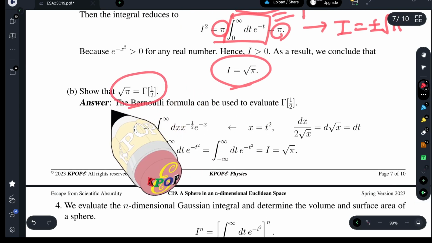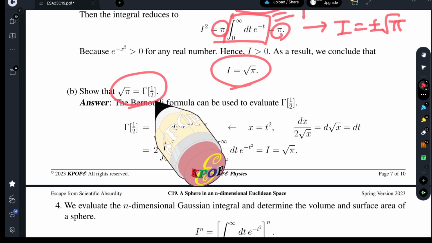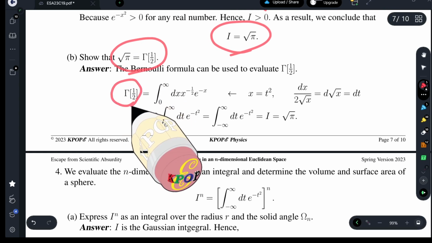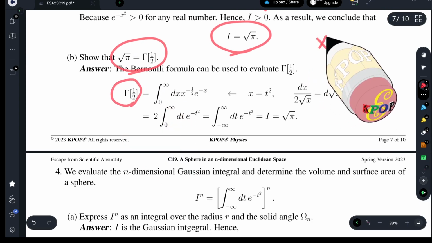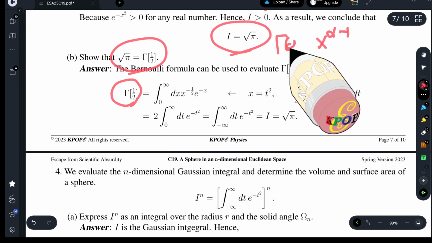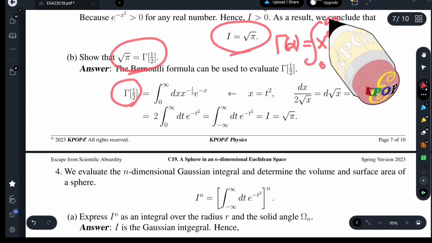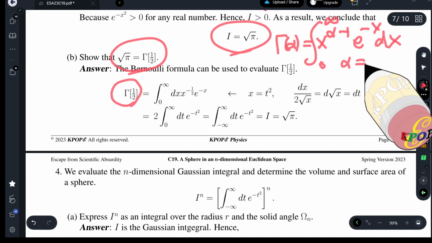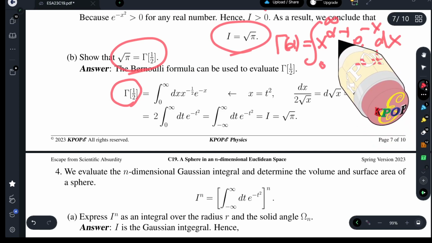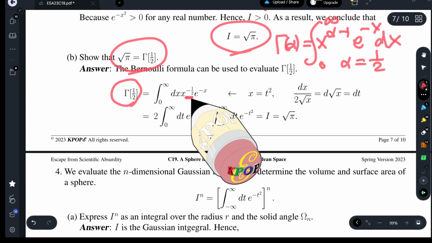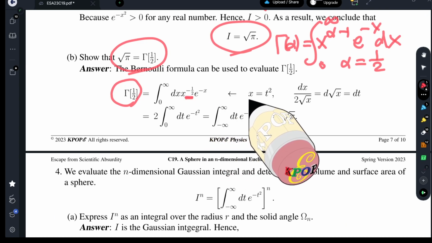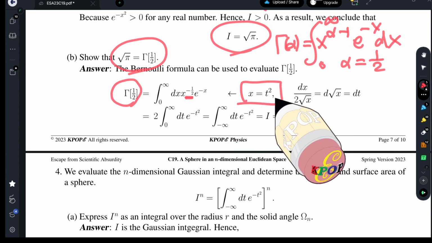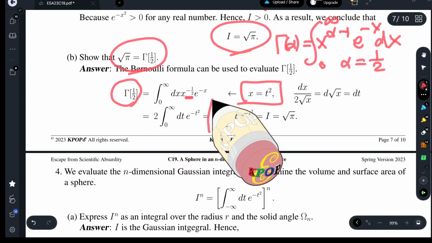Next, we show the gamma function evaluated at 1/2 is square root of pi. We make use of the definition of the gamma function, gamma alpha equals the integral from 0 to infinity of x to the alpha minus 1 times e to the minus x dx. We substitute 1/2 for alpha, then this power becomes minus 1/2. Now we change the variable x equals t squared, then this integral becomes trivial.